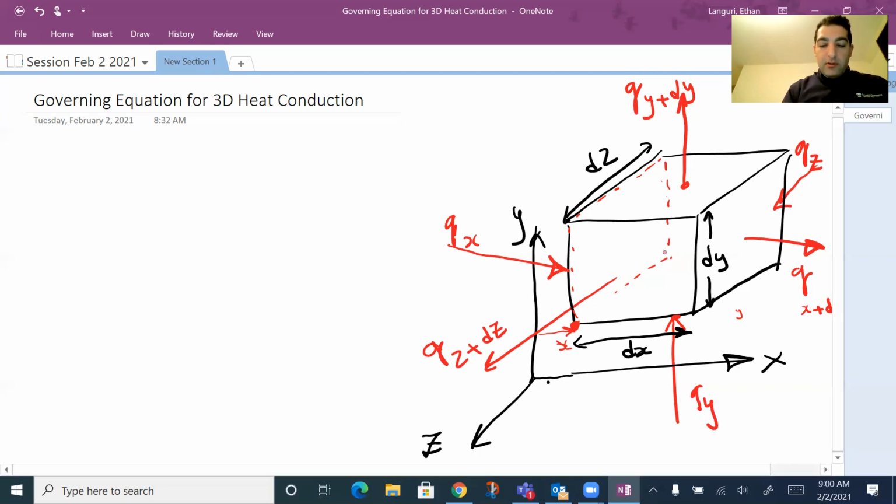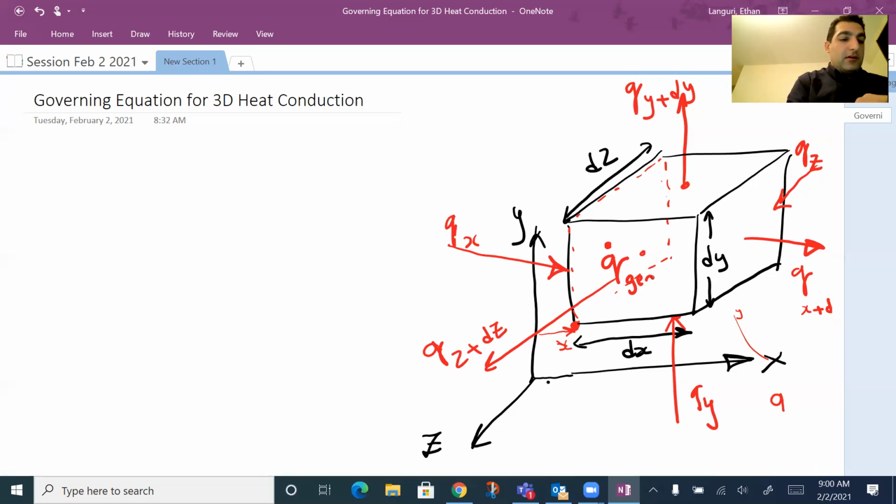We are going to also consider internal heat generation. I can show it here inside our element. So let's show it with Q dot generation as well. And with that, we are ready to write our energy equation. So let's go ahead and write it down.